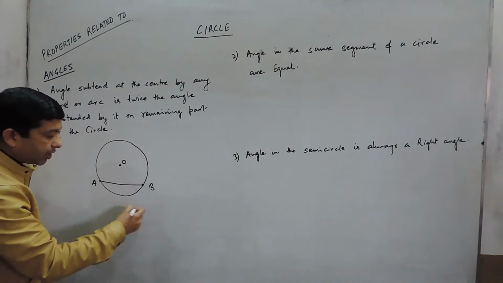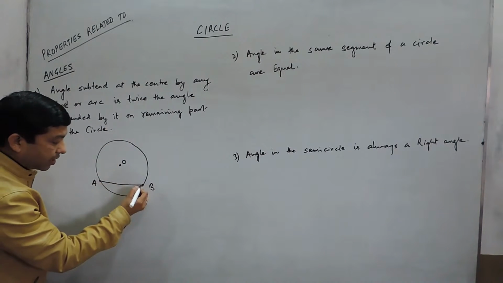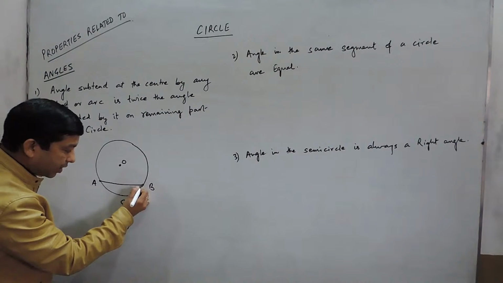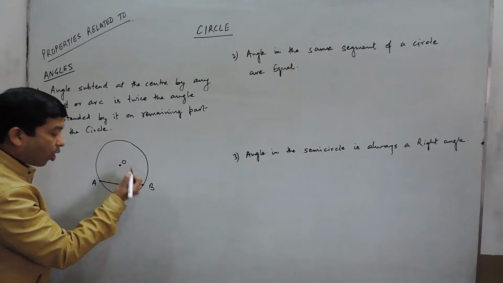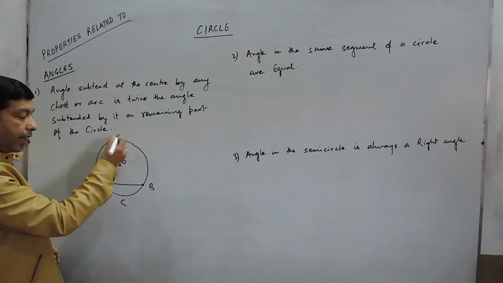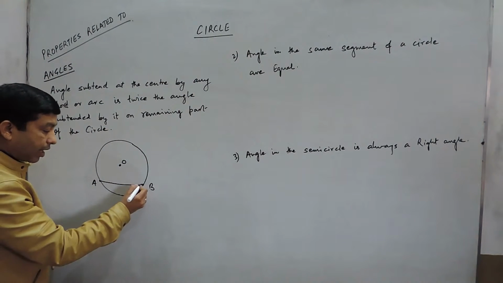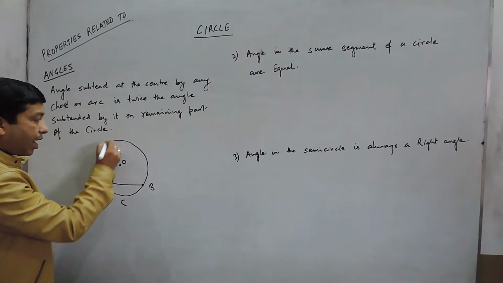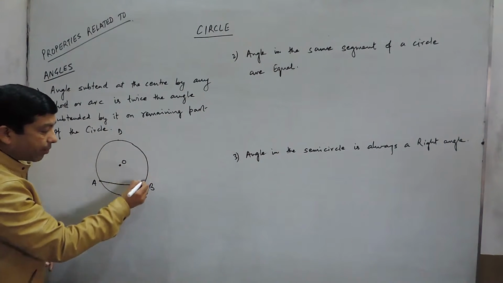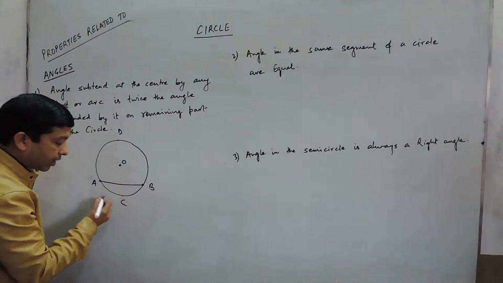Now, this is a circle and AB is the chord. We can also define ACB as the arc. Or we can say this line AB has divided the circle into two segments. One is the segment ACB and another is the segment ADB. So this is one segment and this is the other segment.